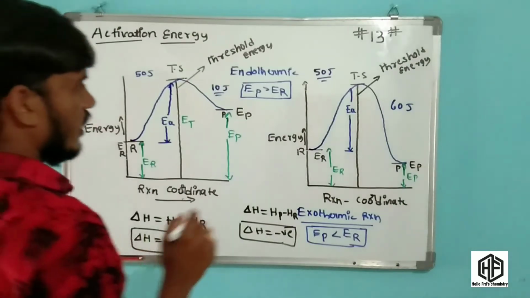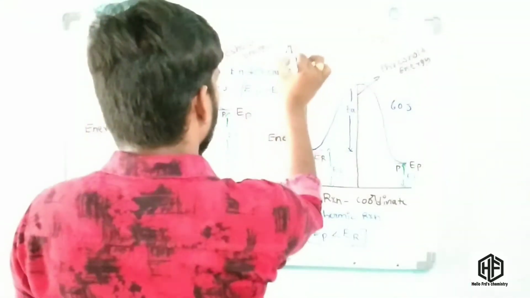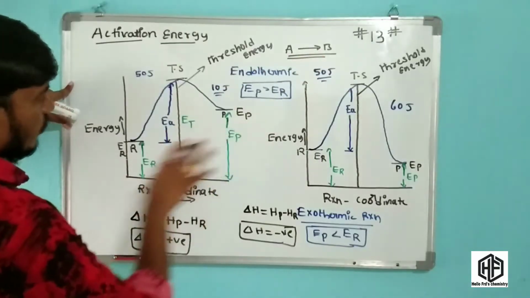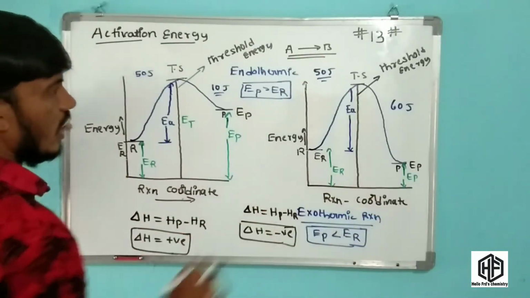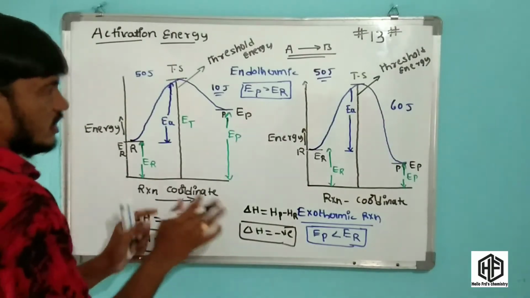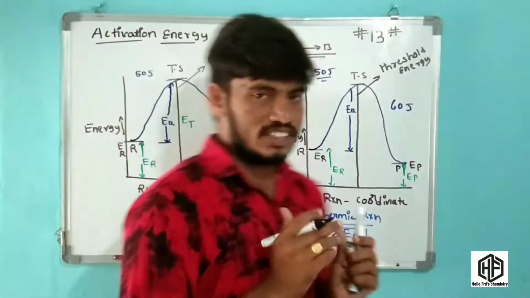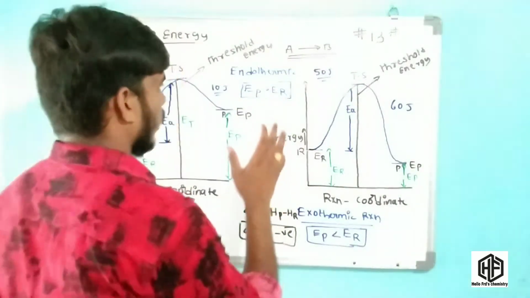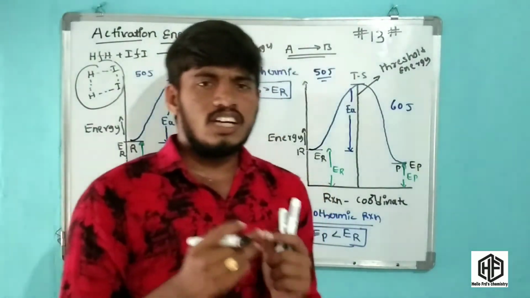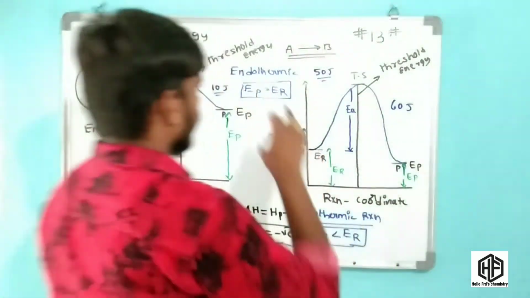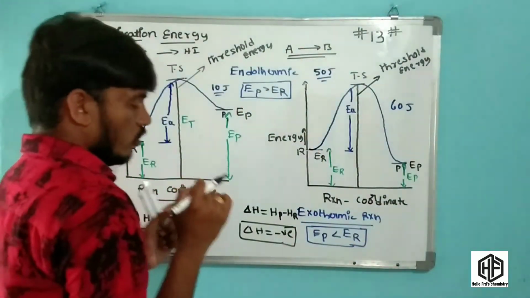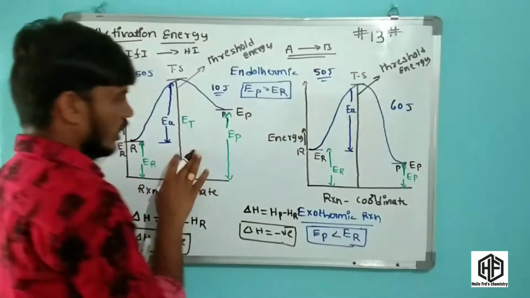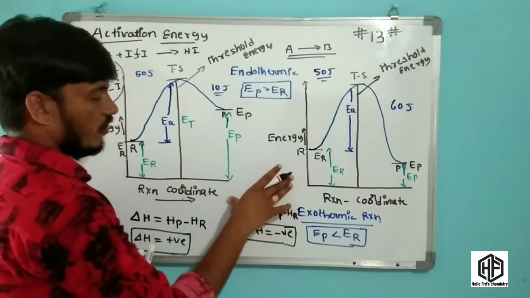This graph representation of the reactions is for the type A gives products. This is the endothermic reaction and this is the exothermic reaction. Okay friends, this is the graph representation of the activation energy. Okay friends, this is clear. Now I am going to discuss what the graph representation is for an irreversible reaction. But in a reversible reaction, what is the graph representation of the endothermic and exothermic reaction?